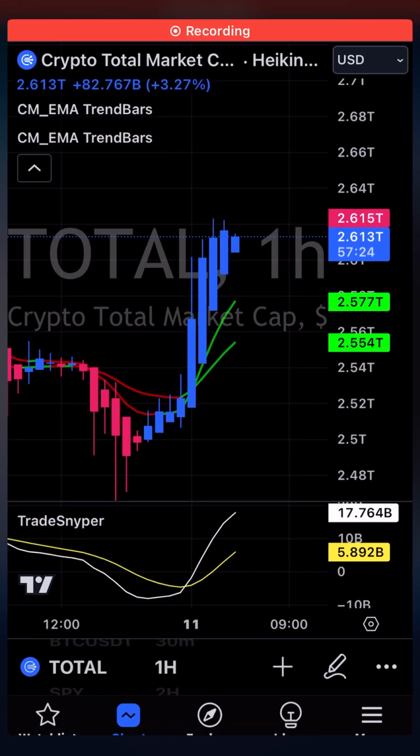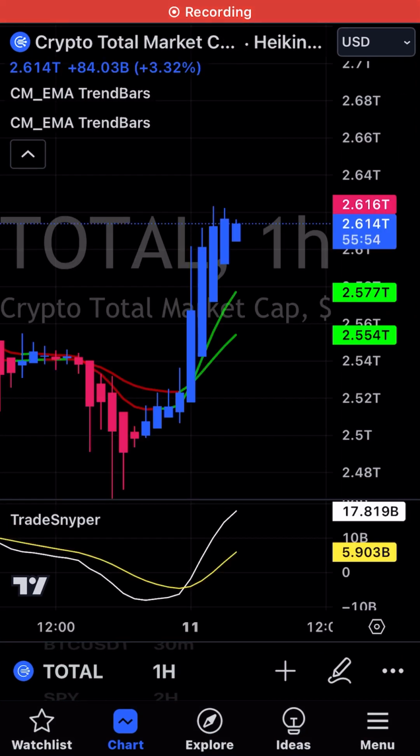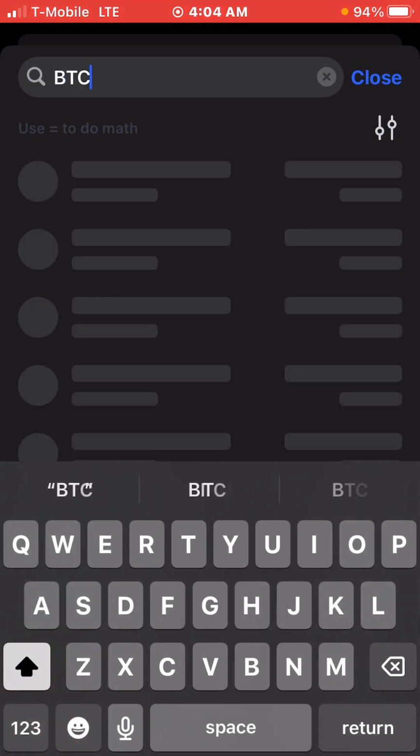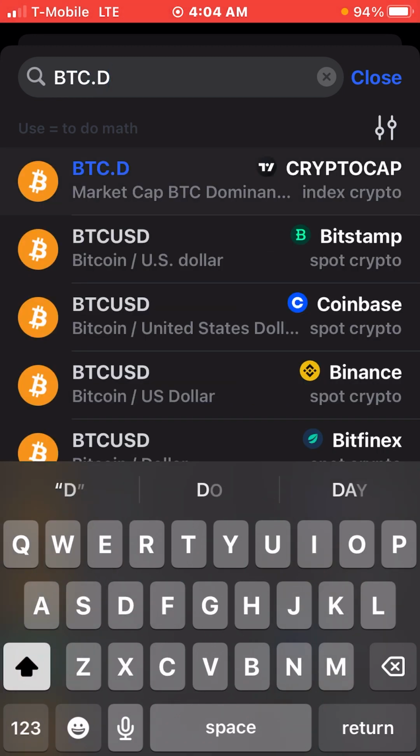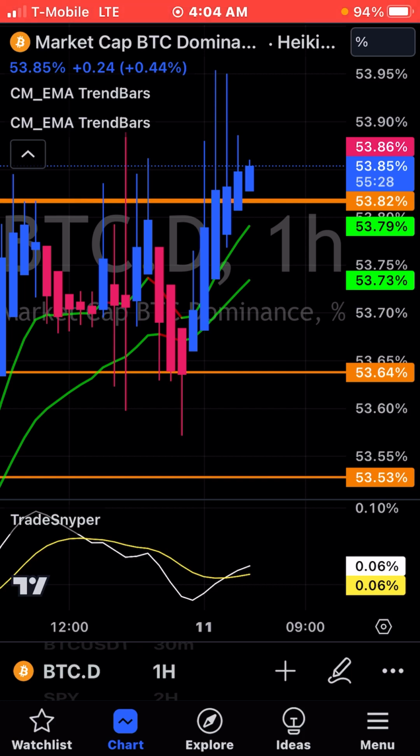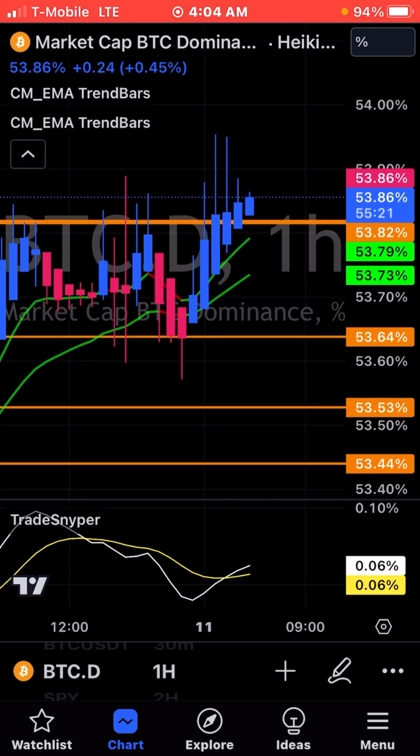Basically, it's pretty simple. You're not going to be trading Bitcoin specifically. You're going to use it to trade basically the market cap and find patterns that way. So the first thing you want to take note of is Bitcoin, BTC.D. That's the dominance of Bitcoin and what percentage it's going up. And you can tell that it's been going up.